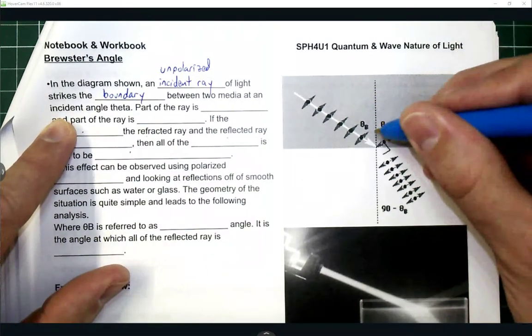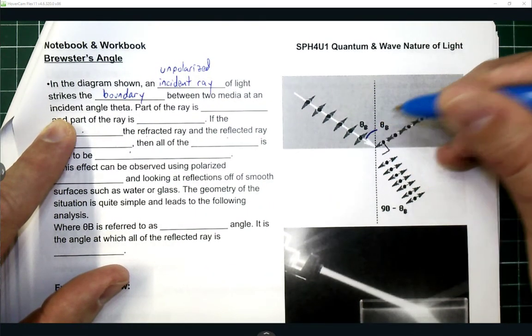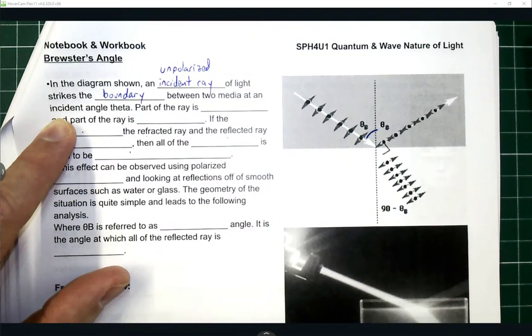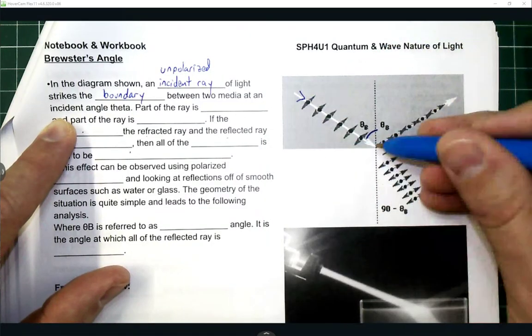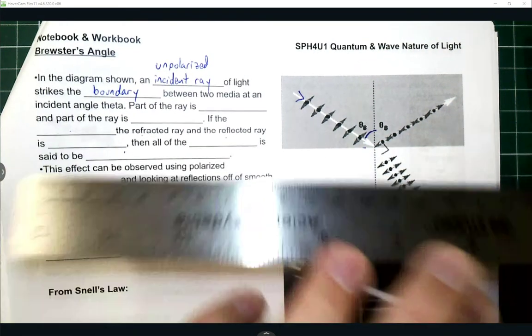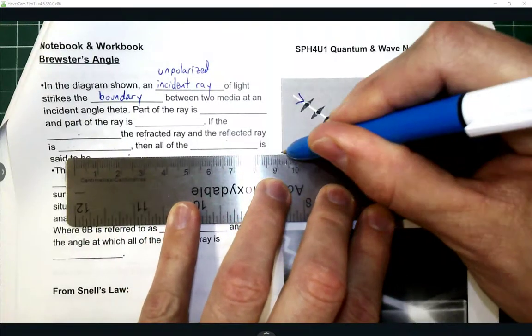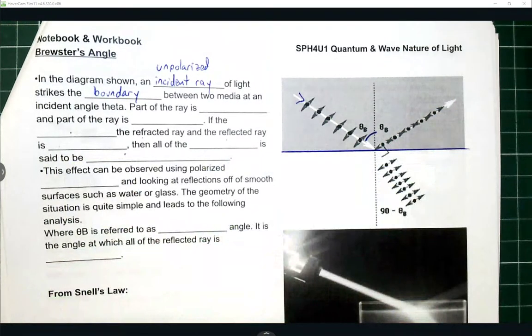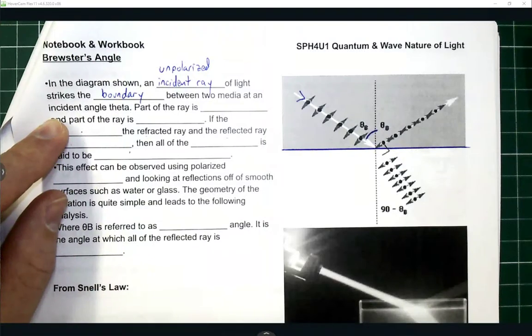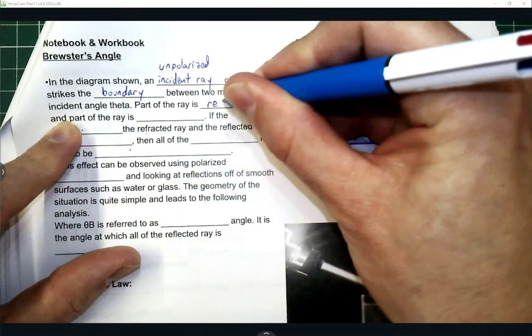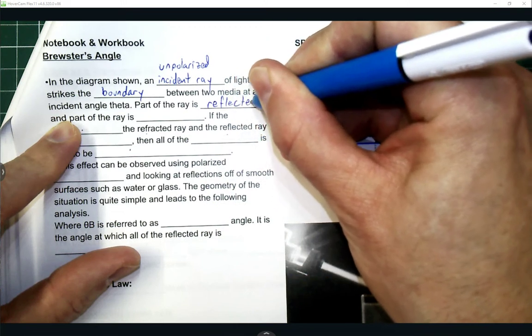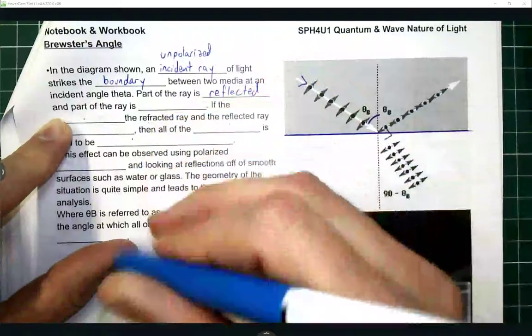And so here we go. This is our incident angle theta. And this is the incident ray that's coming in, and here is the boundary that it's striking. This is the interface between the two materials. Of course, I have an interactive app linked on the online platform, but this is just for paper. Anyway, part of the ray is reflected, and part of the ray is refracted.